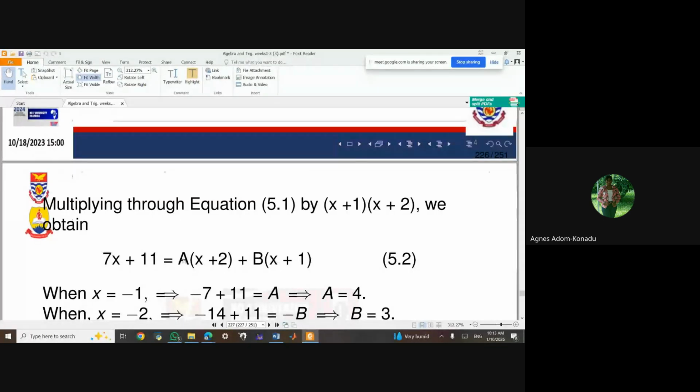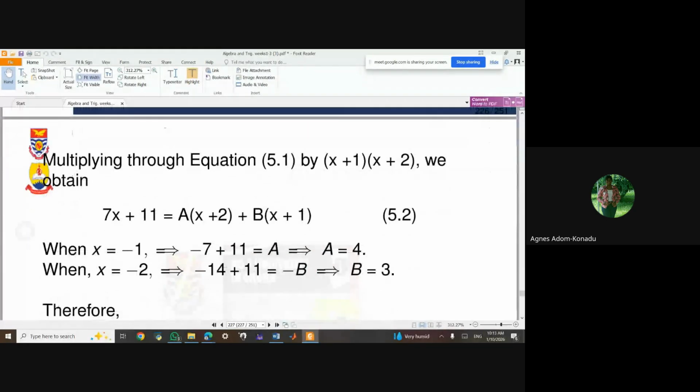Then the next one, I want to get rid of A. So I'll choose s equal to negative 2. When s equals negative 2, this one will go to 0. Then this will be minus 14 plus 11, which will be minus 3. And here I have minus 2 plus 1, which is minus 1. So this will be minus B. So I have minus B is equal to minus 3, so my B is positive 3.